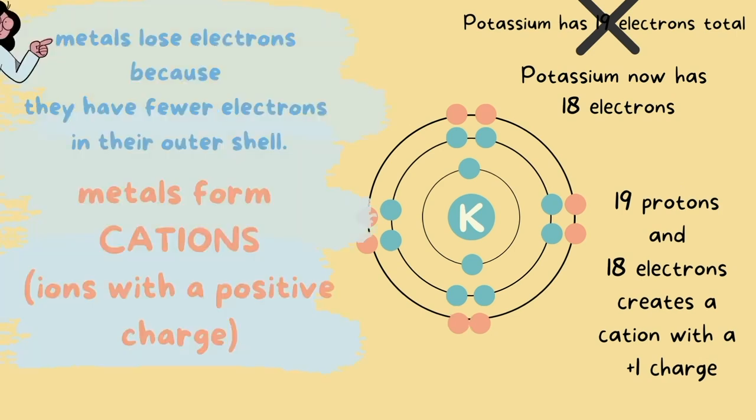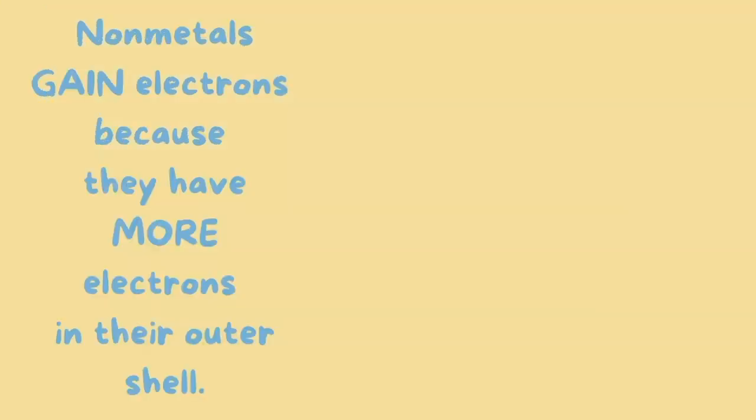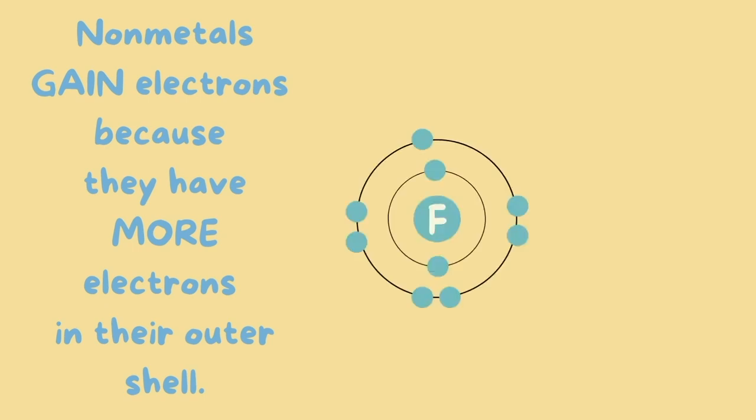So the takeaway here is metals lose electrons because they have fewer electrons in their outer shell. Also, metals form cations, which are ions with a positive charge. Nonmetals, on the other hand, gain electrons because they have more electrons in their outer valence shell. For example, we have fluorine here and it has 9 total electrons. Notice it has 7 valence electrons.